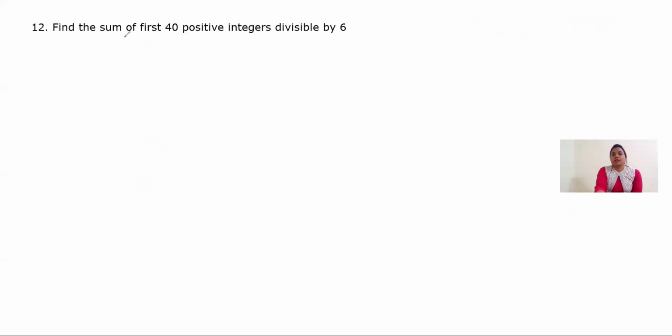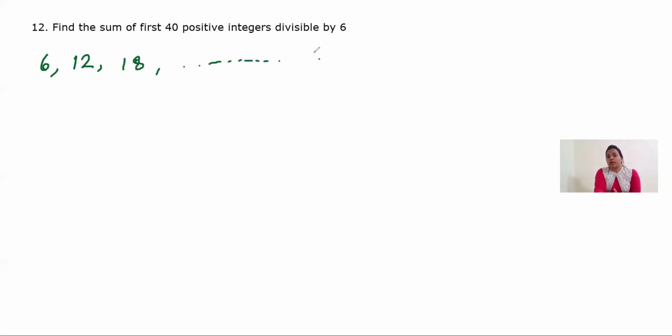12th question. Find the sum of first 40 positive integers divisible by 6. Means what? We actually have to find the sum of the first 40 multiples of 6. Clear? So which one will be the first multiple? First multiple is always the number itself. So first number is 6. Second multiple will be 12. Third will be 18, and it will go on.